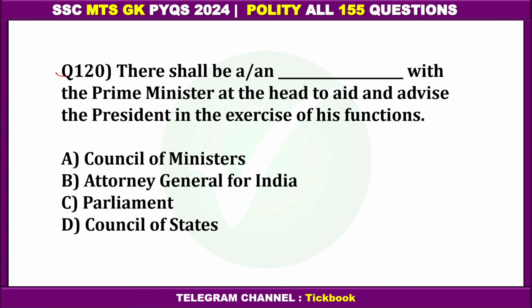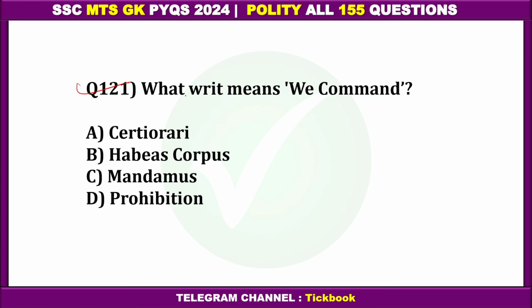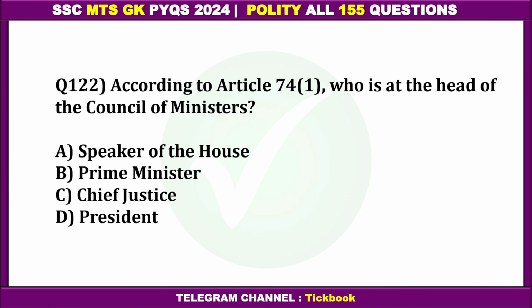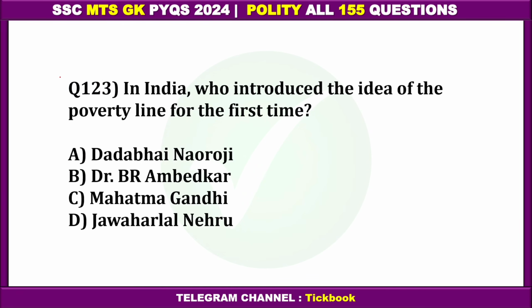Option number A. 120. There shall be a dash with the Prime Minister at the head to aid and advise the President in the exercise of his function. Option number A. Council of Ministers. 121. What writ means we command? Number C. Mandamus. 122. According to the Article 74, clause 1, who is the head of the Council of Ministers? Number B. Prime Minister.